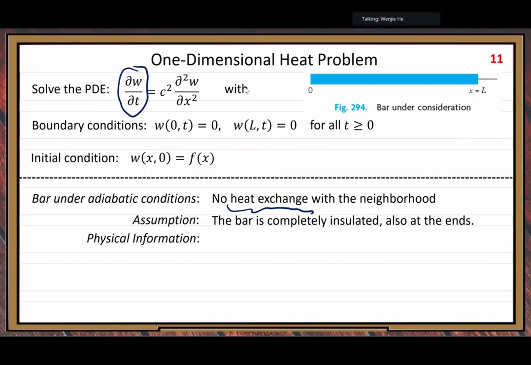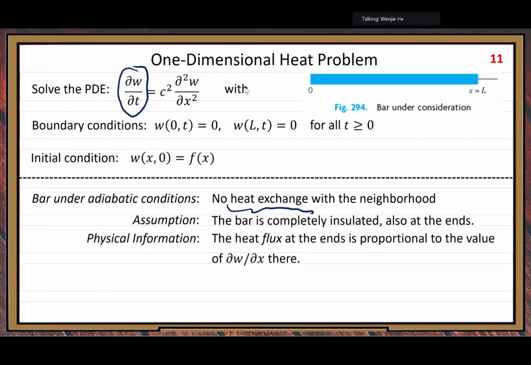The physical information for this case, the rule we follow from physics: the heat flux in and out at the ends is proportional to the value of partial W over partial x.